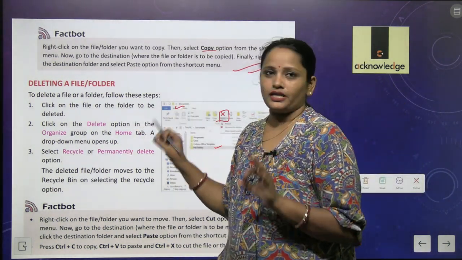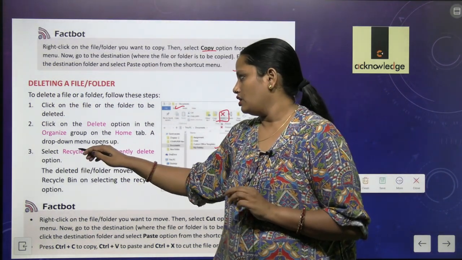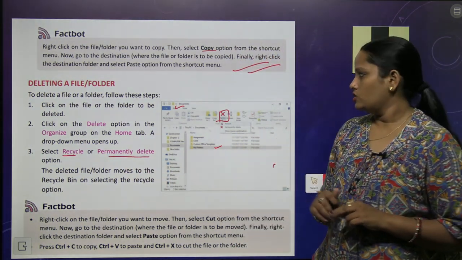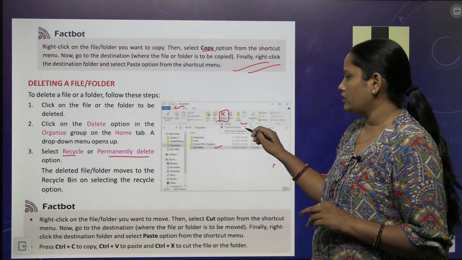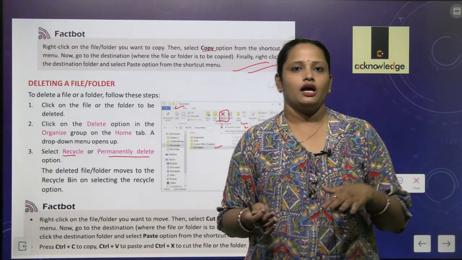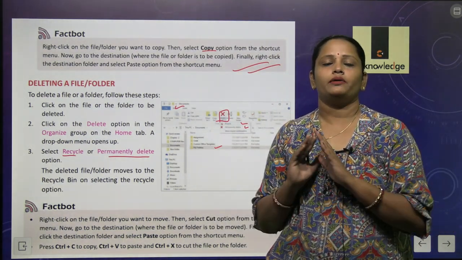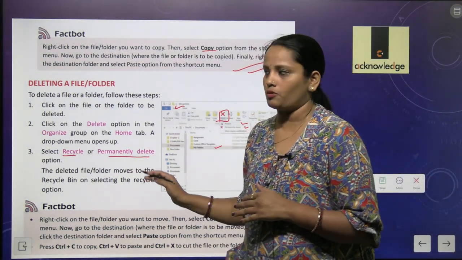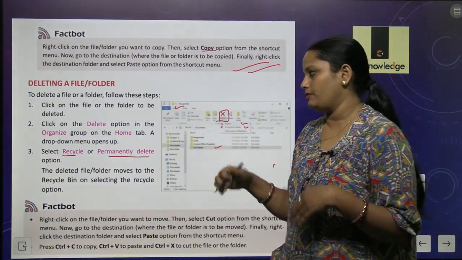After pressing that Delete button, what will happen? Select Recycle or Permanently delete option. So two options will come. One is Recycle and one is Permanently delete. So what do we want with that file? Either I want to send that to the recycle bin, or I want to permanently delete that file or folder. So we can choose from both of these options, and after clicking on any of these options the file will be deleted.